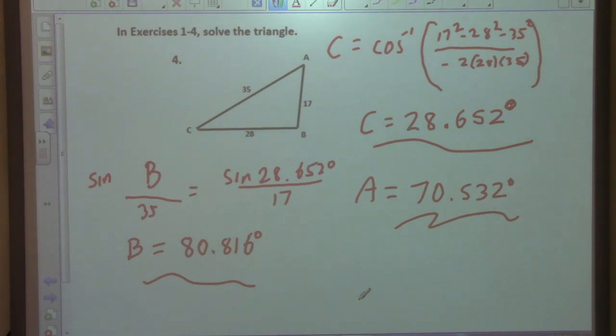Wait, I think I did something wrong. Let me look. Yeah, I did math wrong. One second. That's not bad. We may be introduced here to the ambiguous case.